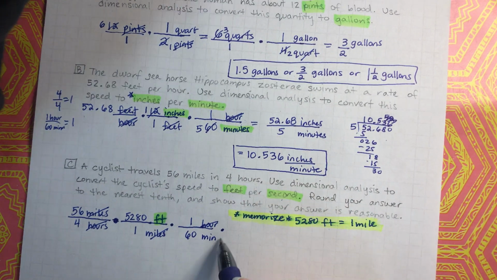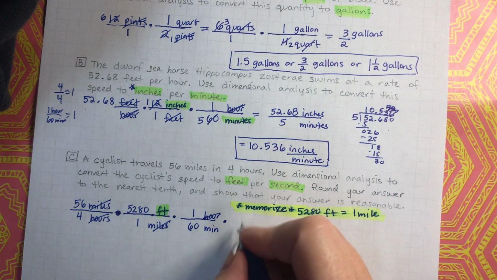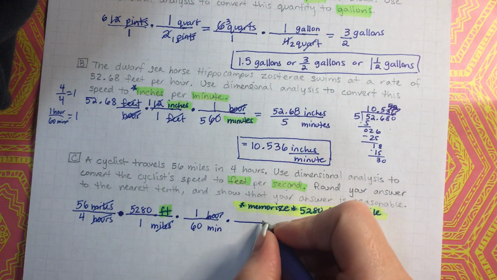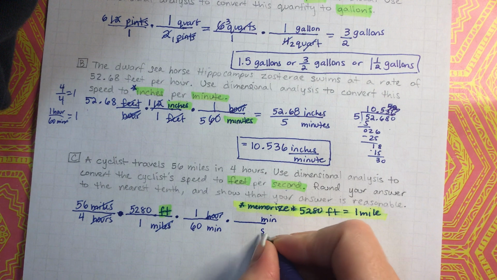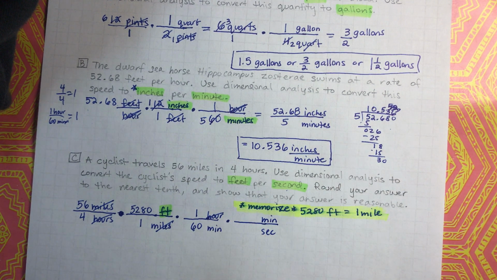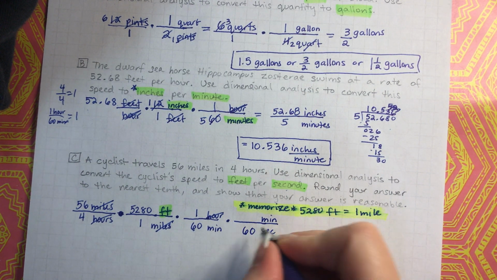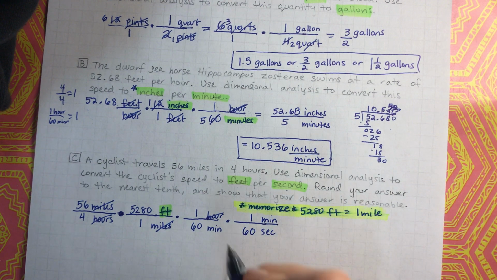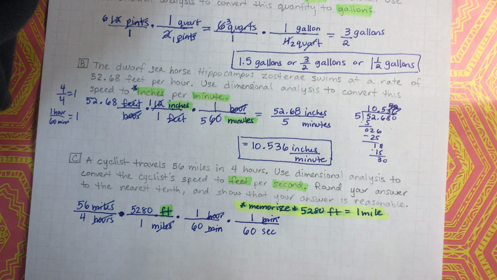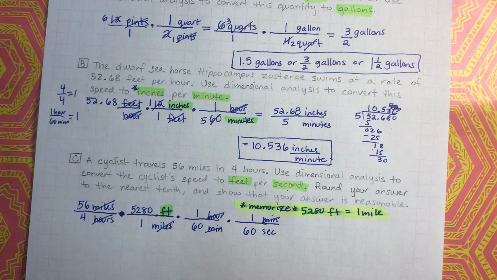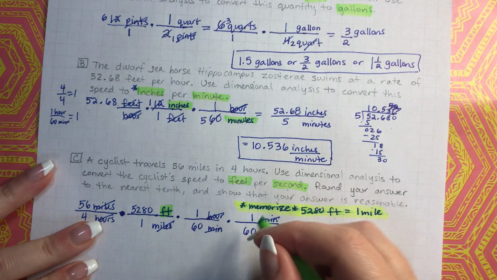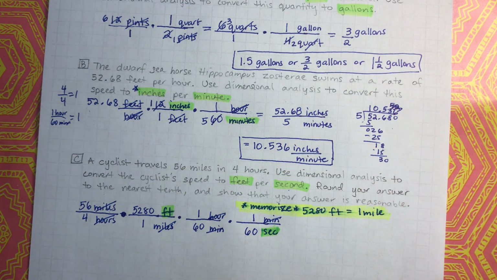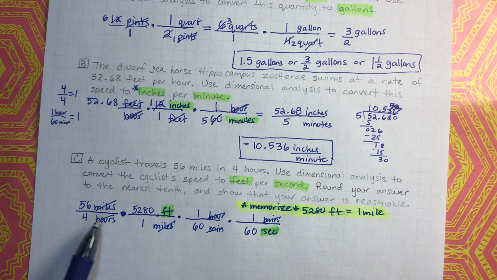So do we know a relationship between minutes and seconds? Yes, we do. So the minutes are going to diagonally go up here, and the seconds are going to go down here. And we know that there are 60 seconds in 1 minute. Then these minutes are going to cancel out. So we're just left with all of this, but we do have our feet per second, which is exactly what we need. So now we have 1, 2, 3, 4 fractions.